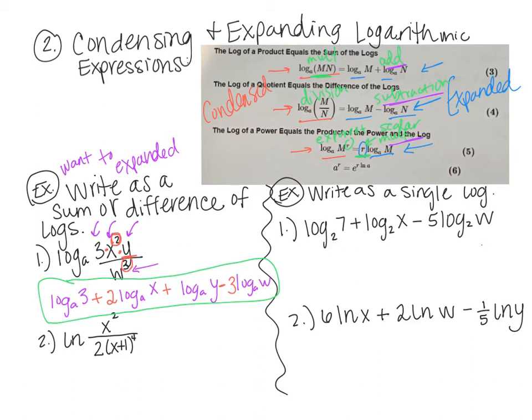Looking at this next one, I want to first identify what I have. I have an x squared, I have a 2, and I have an x plus 1. So that means I'm going to need 3 natural logs. I'm going to have a natural log for my x, a natural log for my 2, and a natural log for my x plus 1.